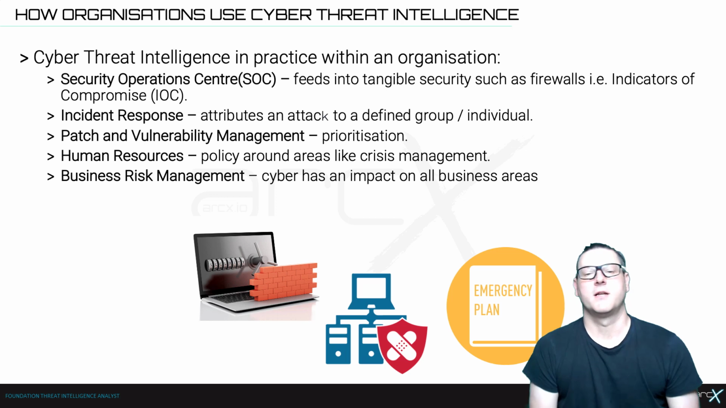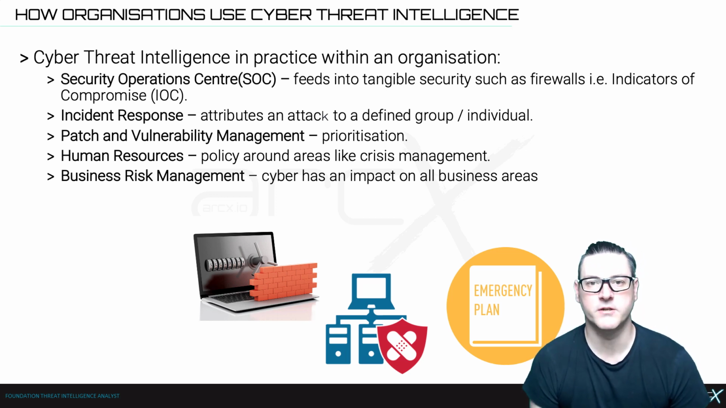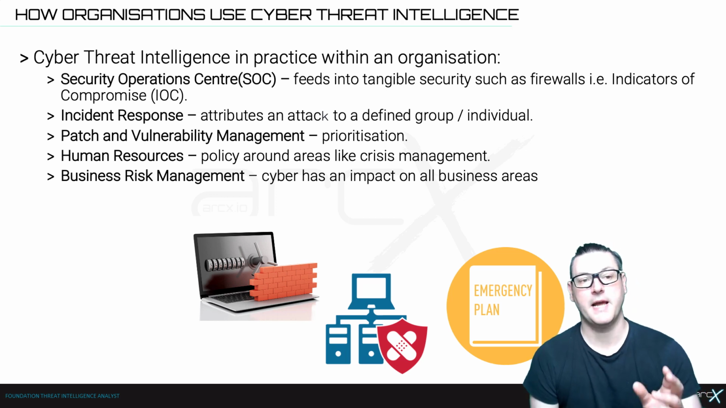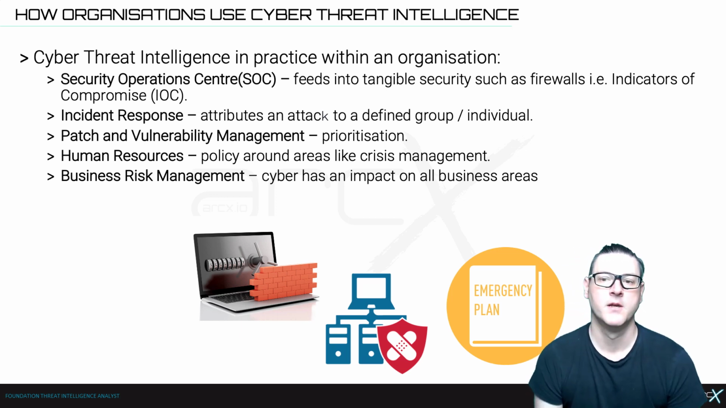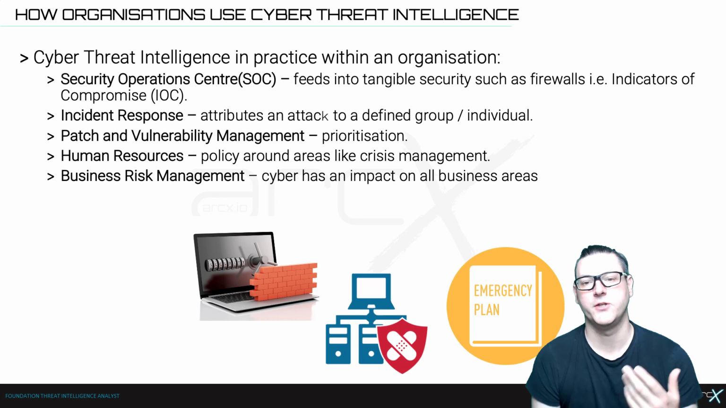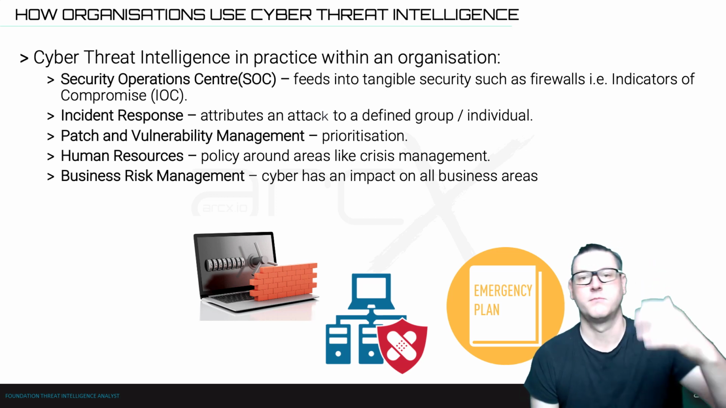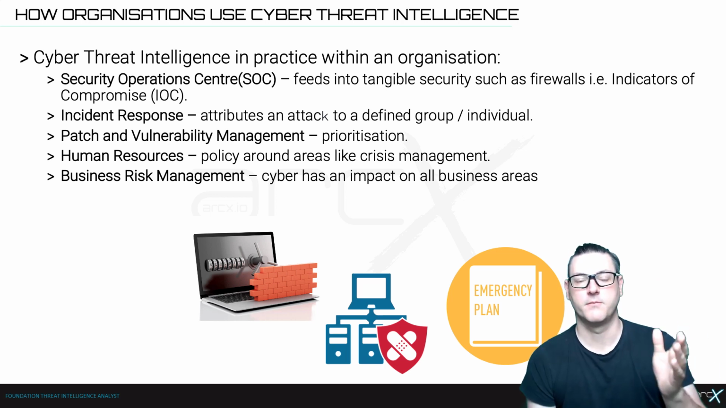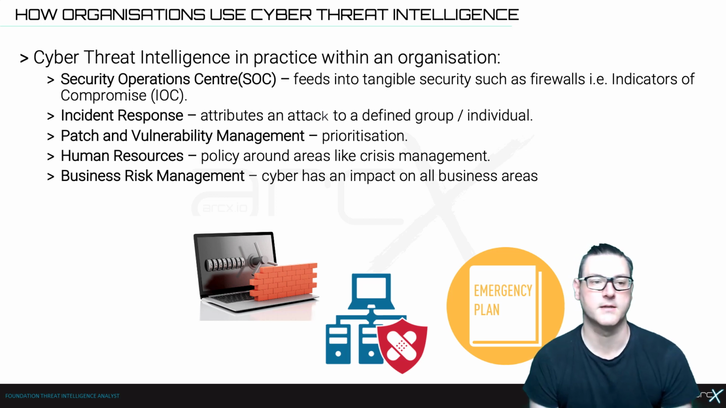So, cybersecurity in practice within the organisation. Let's have a look and a review at some of the business units that I spoke about earlier, and see how they could potentially go about using cyber threat intel. So take, for example, the Security Operations Centre. That's the hub of larger organisations for security operations, so not just CTI. We can feed directly into tangible security, such as firewalls. So, for example, indicators of compromise. That comes from cyber threat intelligence research. That's something that can just go directly into an established piece of technology that can be used to block attacks.